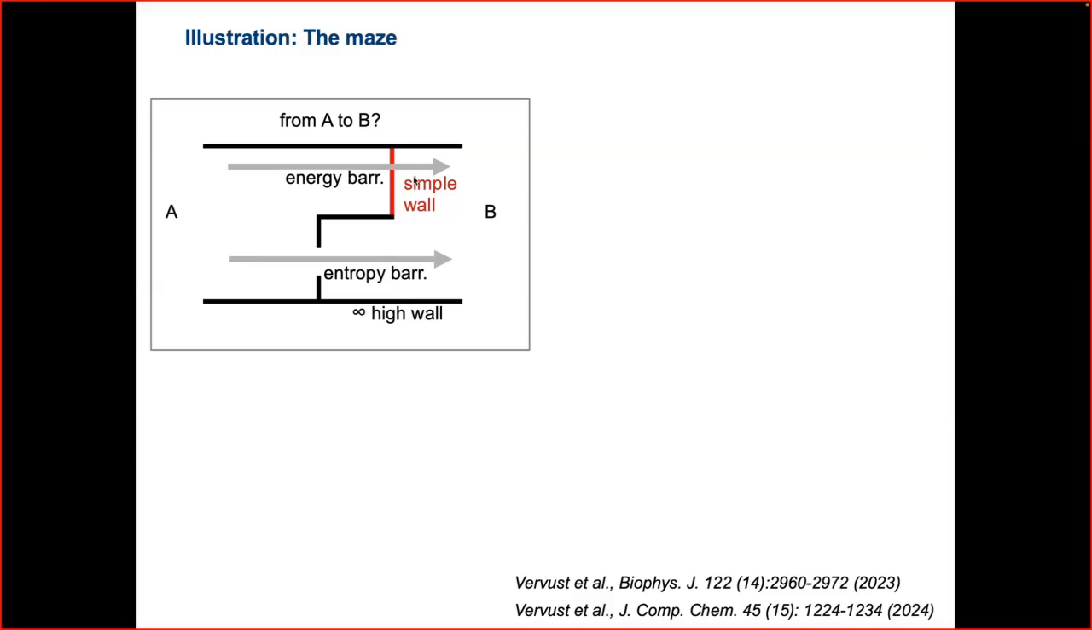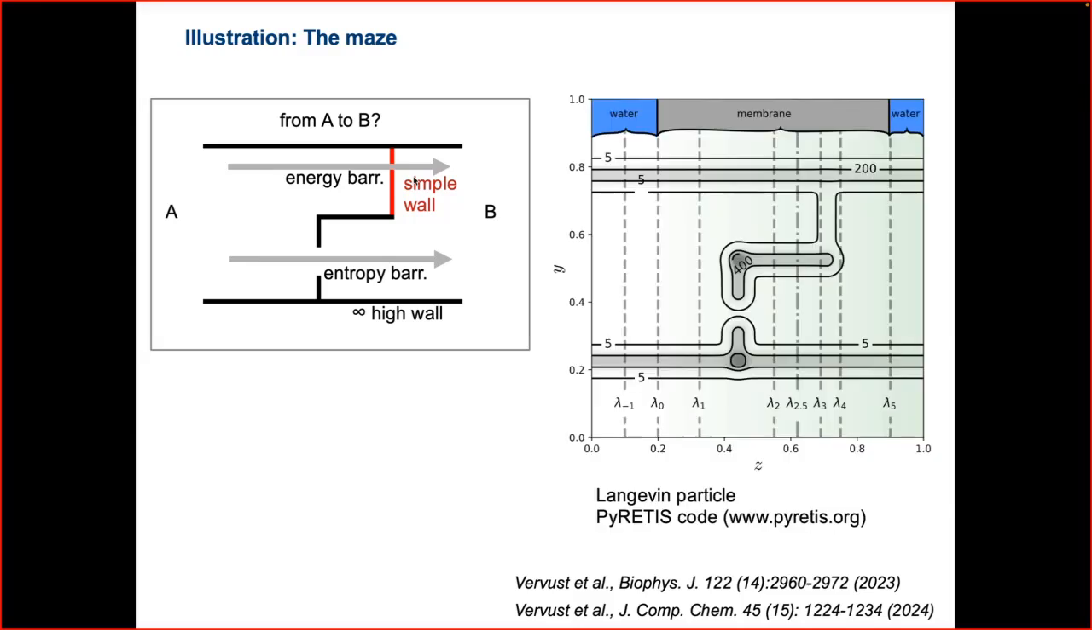Now, to represent this in a simulation, we created this maze potential with a smooth potential, not with hard walls, and we let a Langevin particle move through this maze. Again, here we have on the left side state A. State A represents the water phase. So the molecule is in the water phase, and then the molecule has to permeate through the membrane, the maze part, and then reach the other side, the state B.